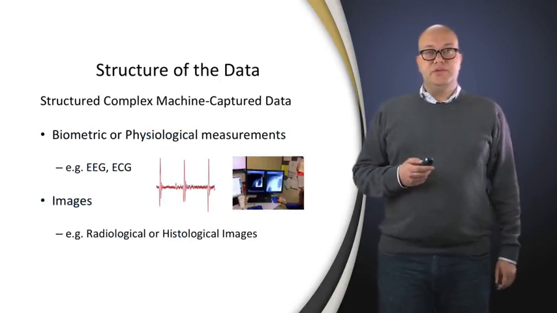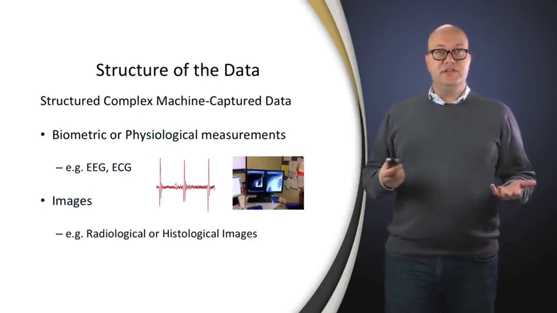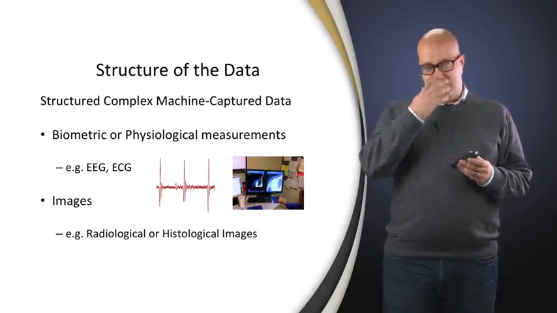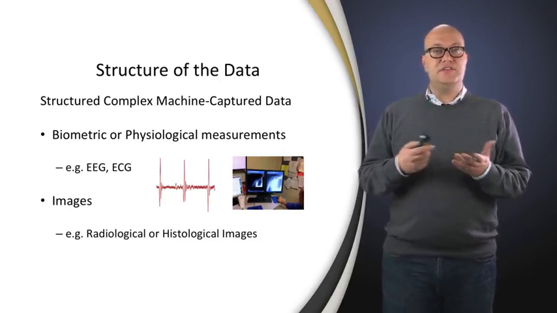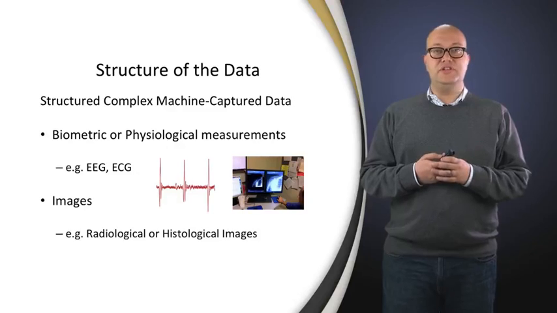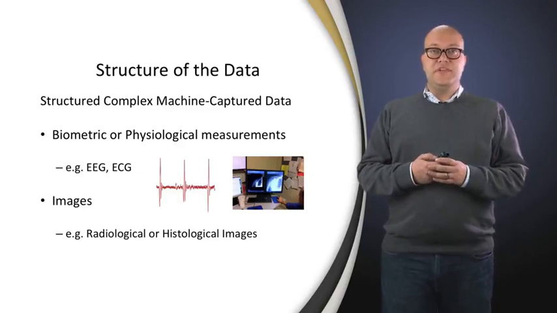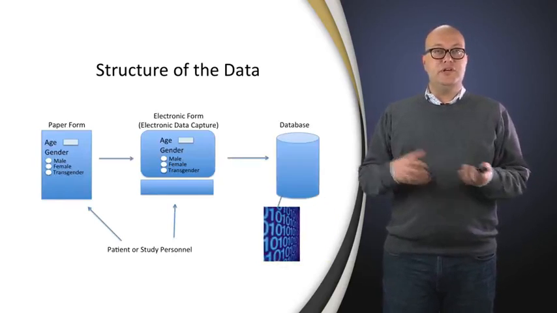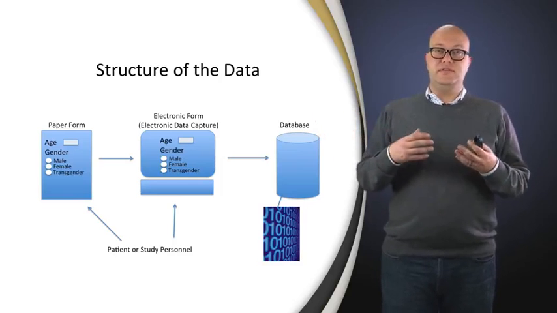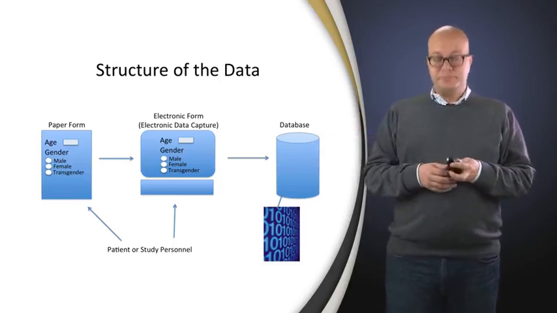Another type of data that you will capture is complex machine-captured data. These are digital, but they are not as easy to interpret as case report forms. These could be the results or the tracings of biometric or physiological measurements, such as EEG or EKG, or image files that are captured from radiology or histology studies. This kind of data is electronically stored as large machine-readable binary files, and you will need to annotate your study database with the correct markers to point to these files.